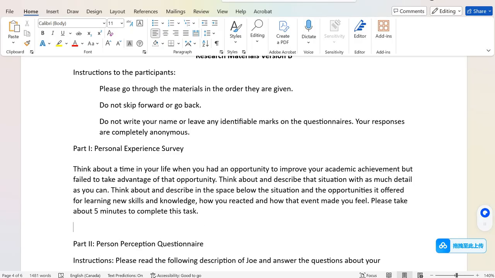If I imagine I am a participant in version B, I will have to think about such a situation. Well, can I think about a situation where I was not motivated to improve my academic skills? Maybe I think about the time I missed a class, I missed an assignment, something like that. So you write about a failure in academic achievement.